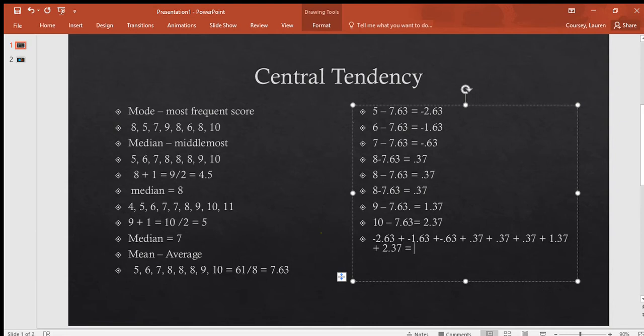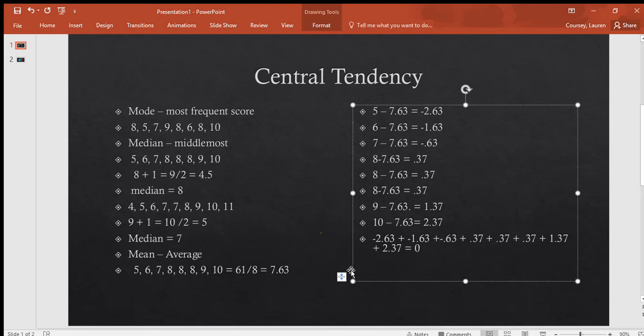So if I add all of these together, what I should get, within rounding error, because we rounded these to 2 decimal places, is a sum deviation score of 0. Right? And so what that means is that this mean of 7.63 is balancing the amount that we're underestimating scores to the amount that we're overestimating scores. Right? So that's what we mean by the fact that the mean is that balance point.